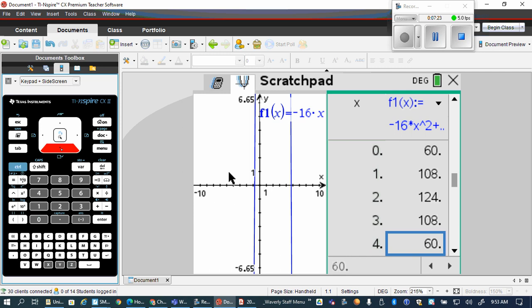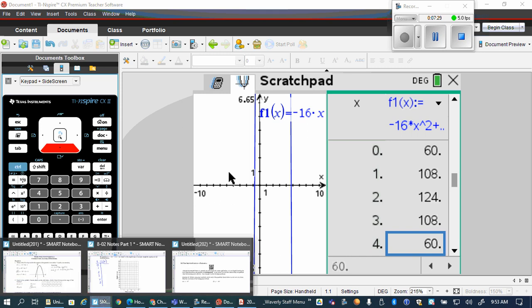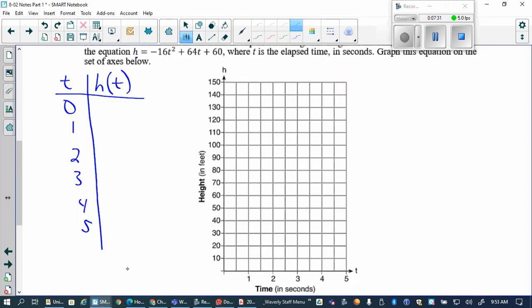Don't copy mine, you copy it right off of your calculator, okay? So it's 0, 60, 108, 124, 108 again, and then 60, and negative 20. What about that negative 20 there?